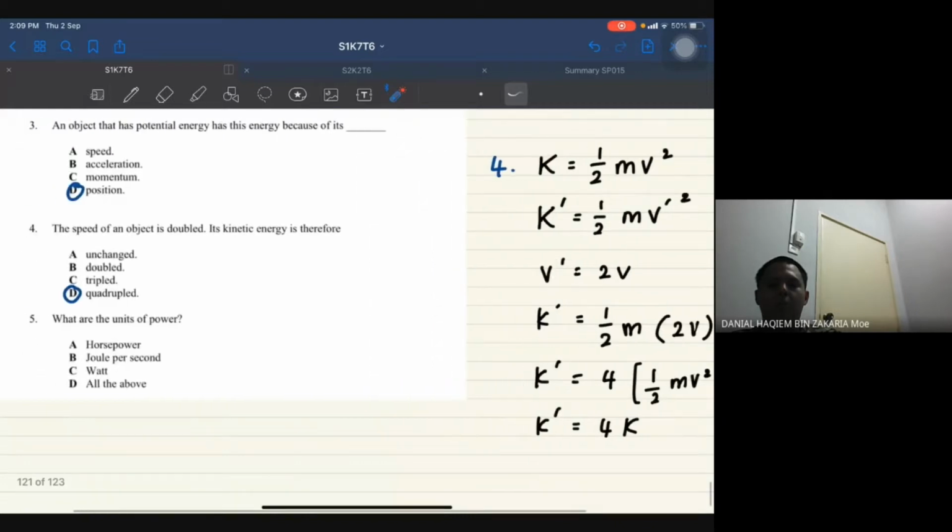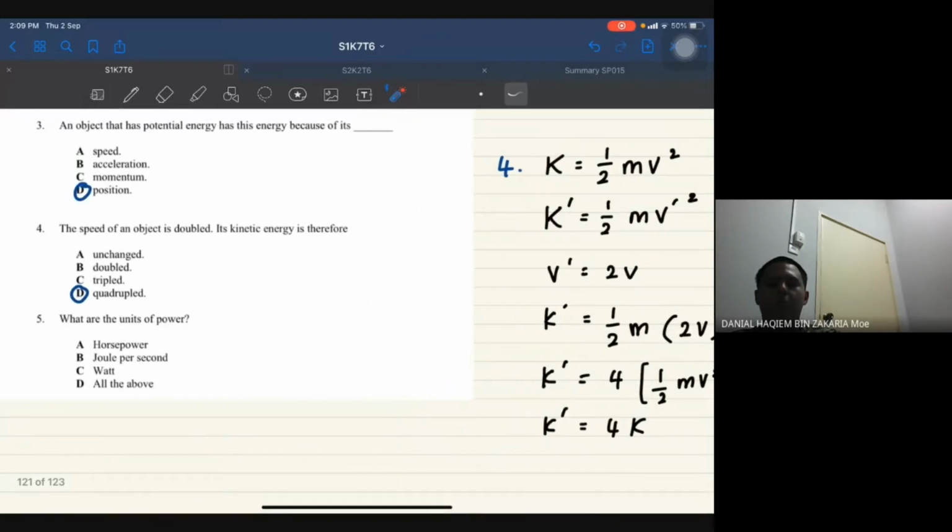So sometimes they might ask in the exam. Okay, for the last question, question 5, for the objective question, what are the units of power?